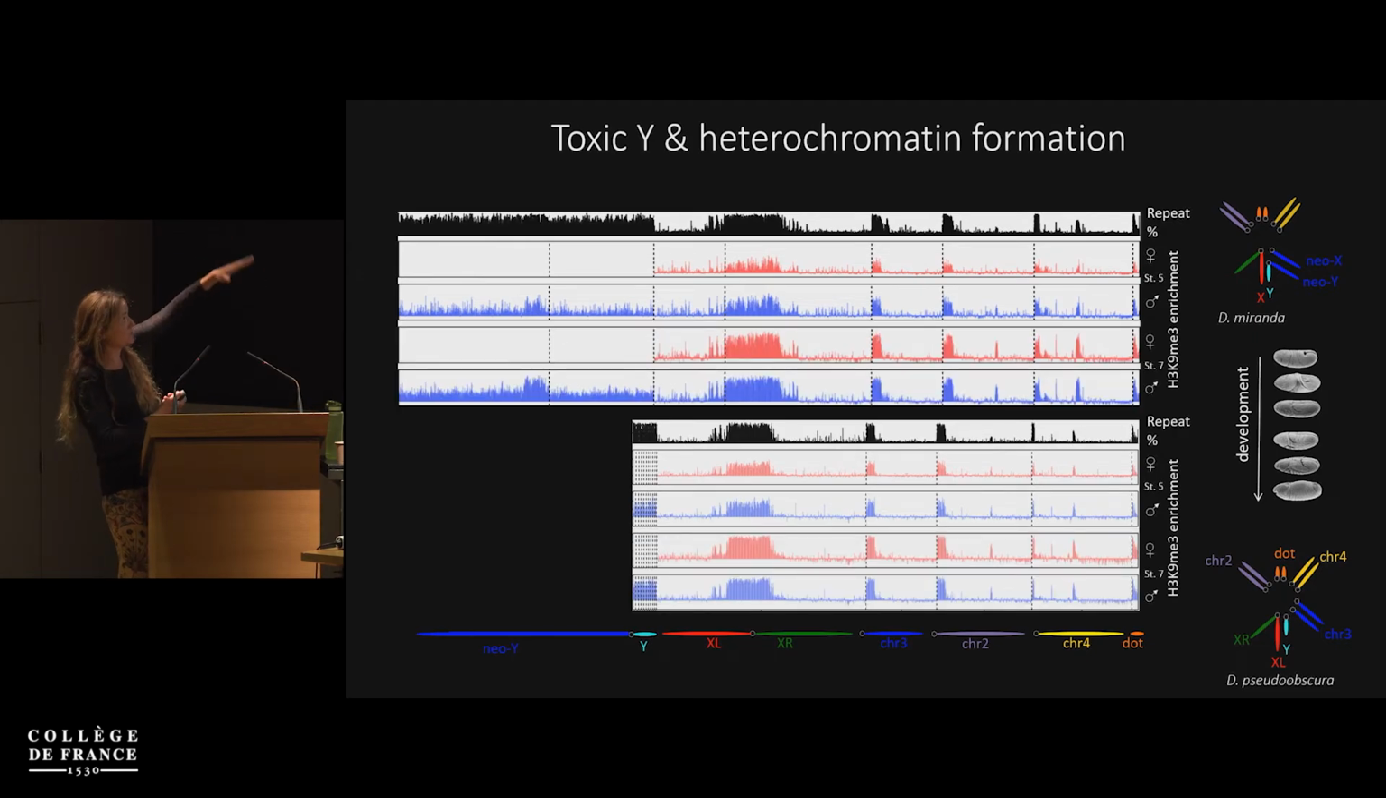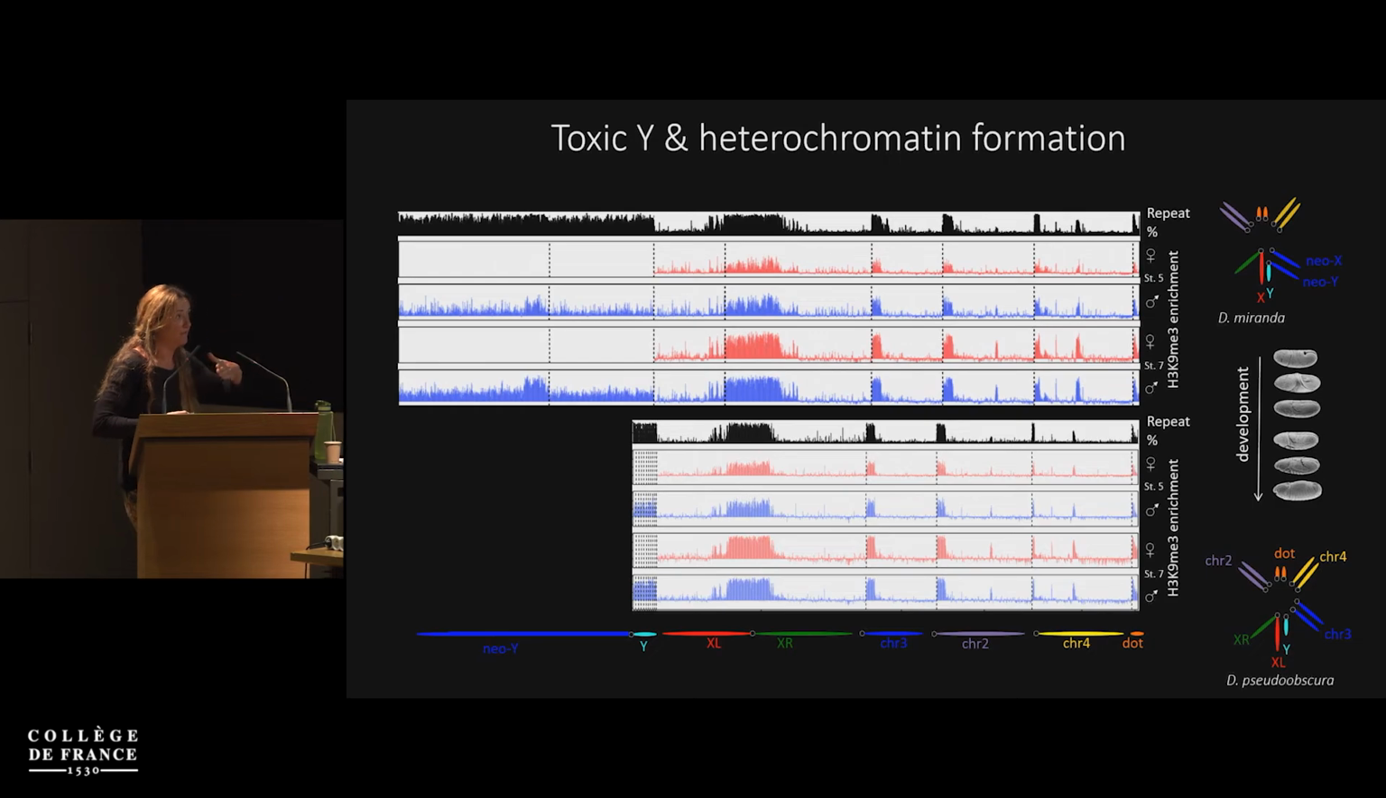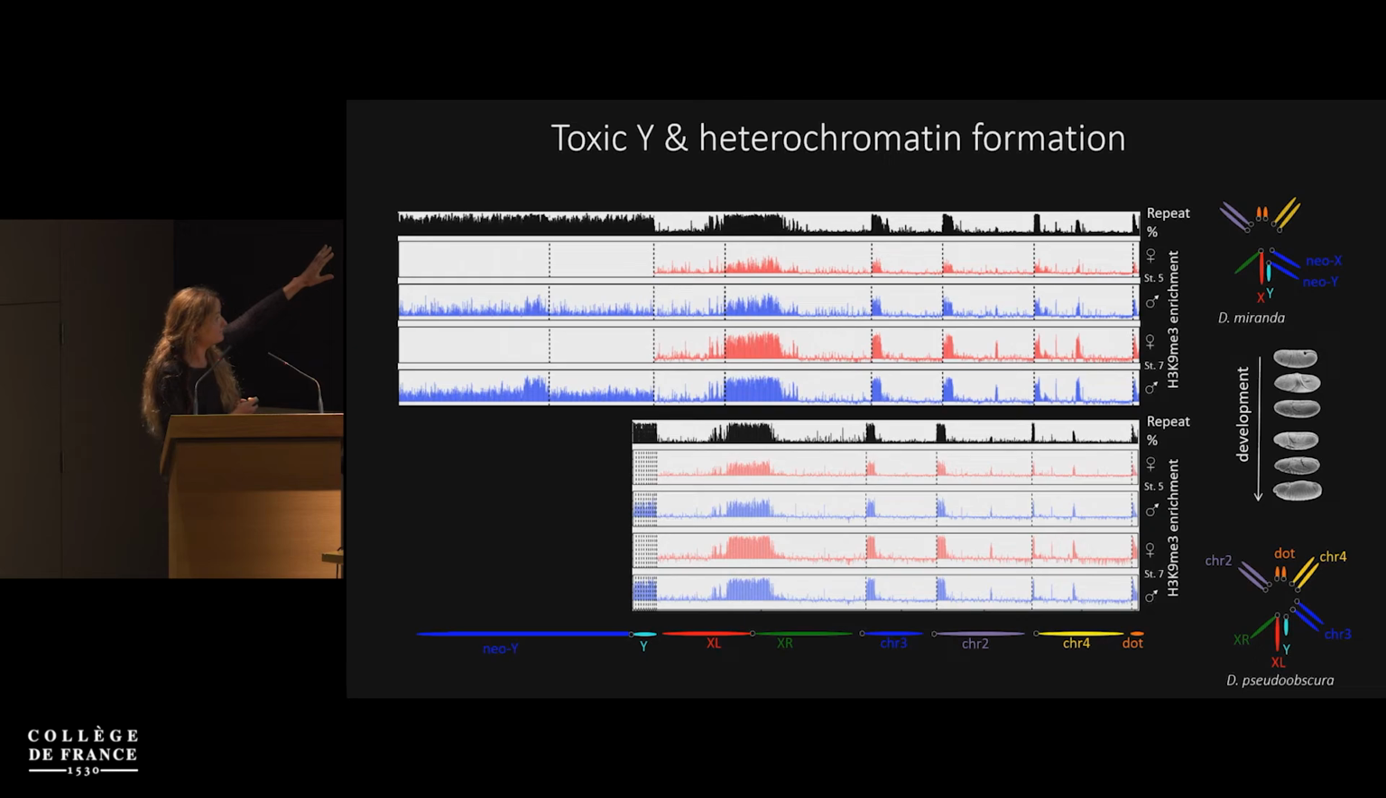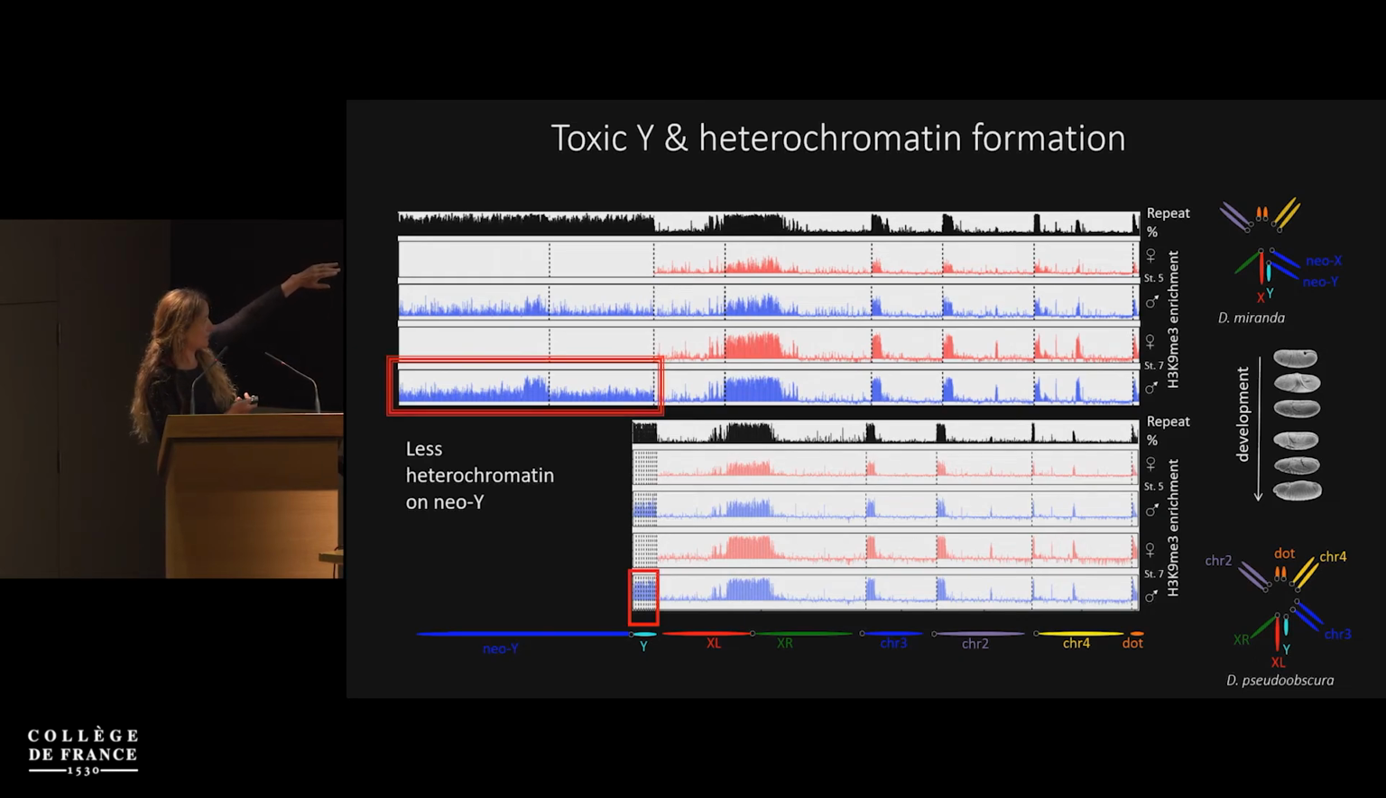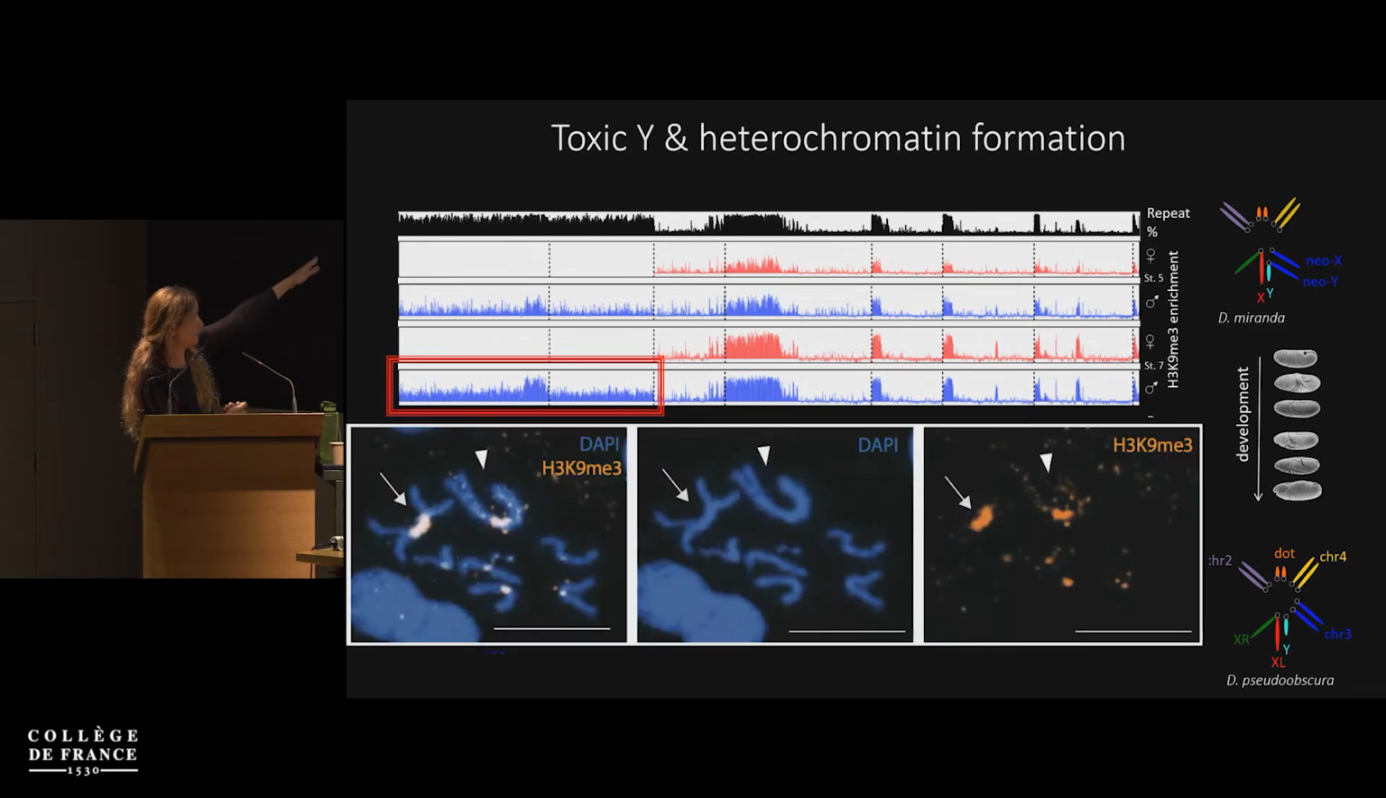In both species, you have heterochromatin build up during development at repetitive regions. However, if you look at this later stage 7, we can see that in Drosophila pseudoobscura there's very clearly as much heterochromatin on the Y chromosome as there is in the rest of the genome at repetitive regions. But in Drosophila miranda, we find that the neo-Y chromosome, even though it's highly repetitive, shows very little heterochromatin compared to other repetitive regions. And we can verify that this is not an artifact by doing in situ, showing the neo-Y chromosome doesn't show a lot of heterochromatin, even though it's highly repetitive.